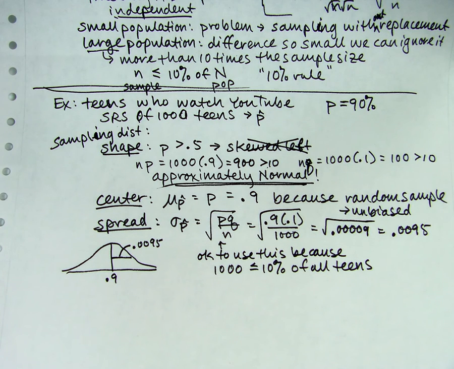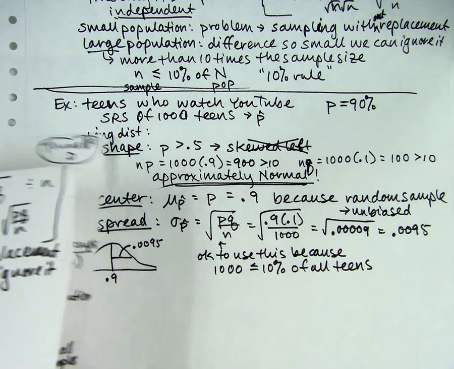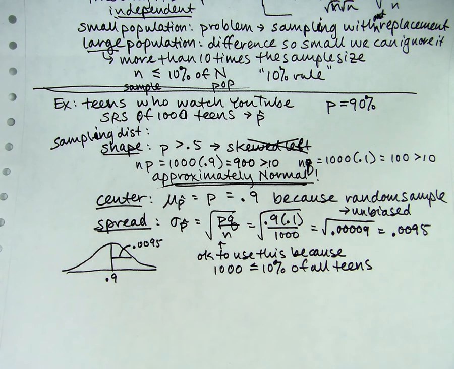So that's where we're headed with this chapter, is check to see if those conditions are met. There are 3 conditions for shape, center, and spread, and we're going to keep coming back to those until you know them so well. It's going to be amazing. All right, that is it for this set of notes.